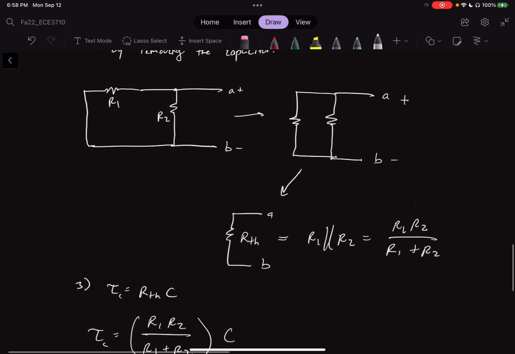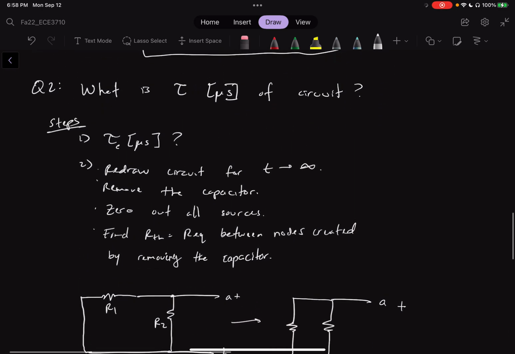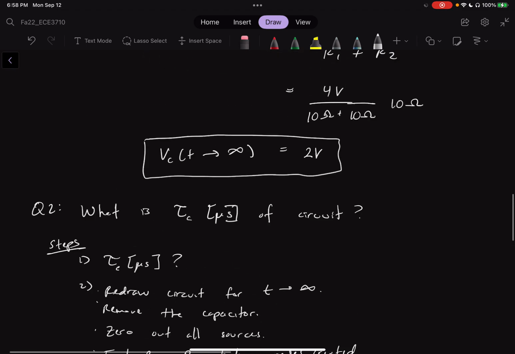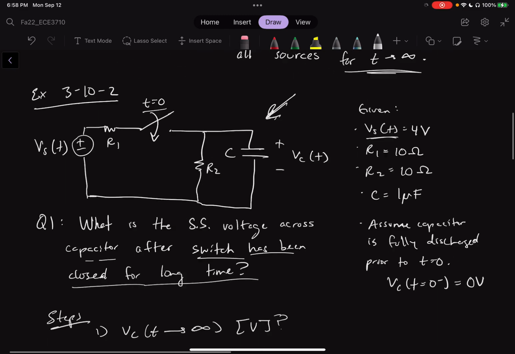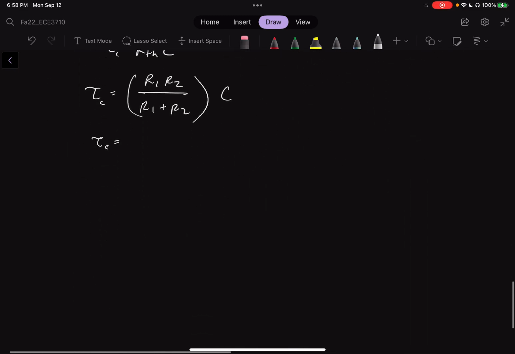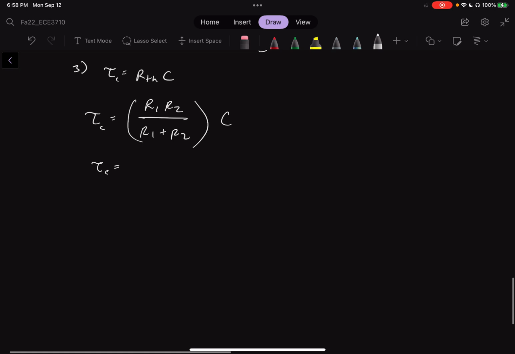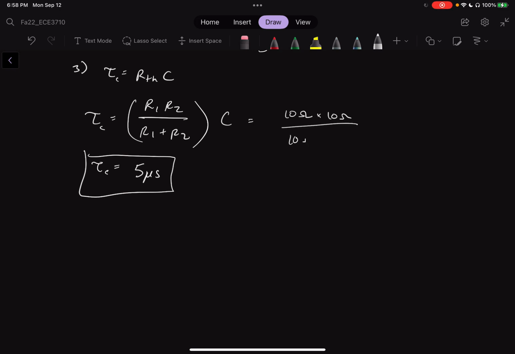If you get your answer in microseconds, we usually call it tau of capacitance or time constant of capacitance. So I'm going to put the subscript. I should have put it in the very beginning as well. No, I did. Okay. So tau C is 10 ohms times 10 ohms divided by 10 ohms plus 10 ohms, times 1 microfarad, which is 5 microseconds.